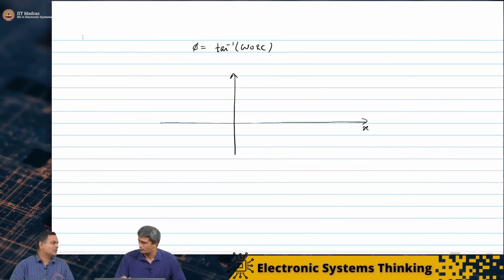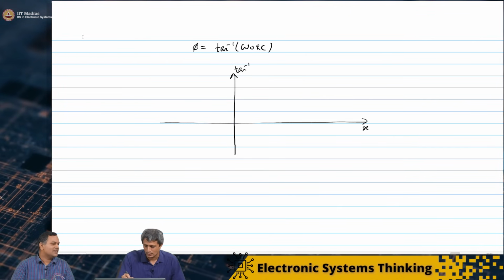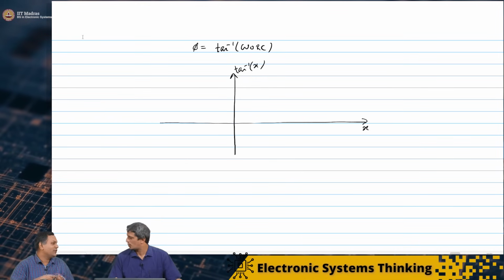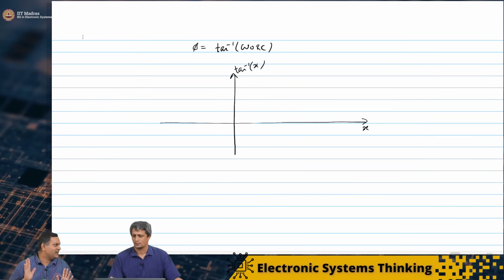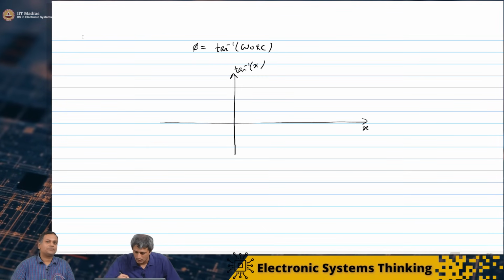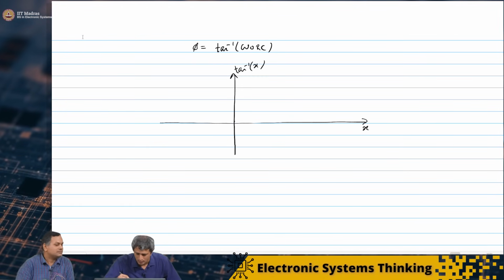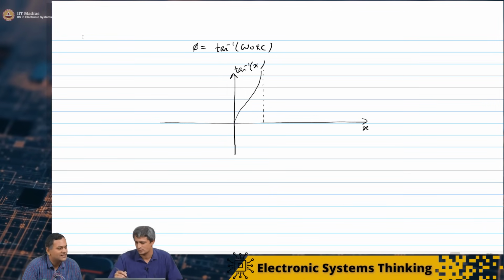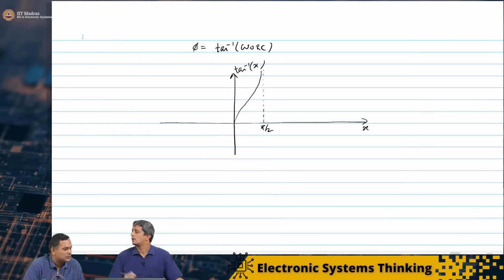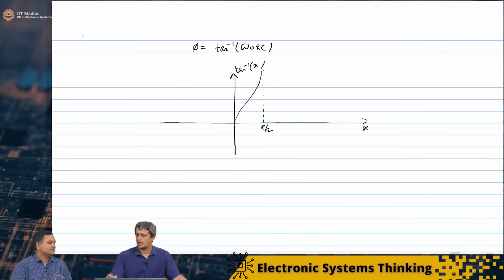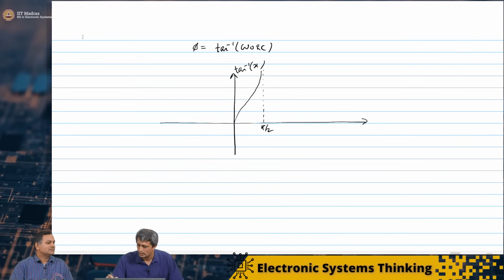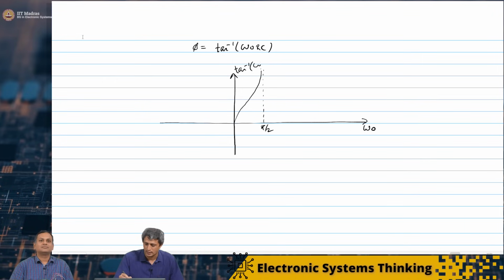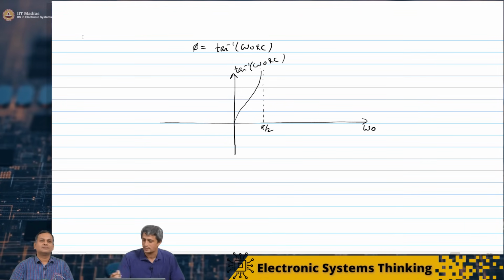We can clearly see this because omega naught is positive, R is positive, C is positive. So it can only go from 0 to infinity. Here, something like this is how tan inverse x looks. This is at pi by 2. So we are looking at phase as a function of omega naught, and we are looking at tan inverse omega naught RC.